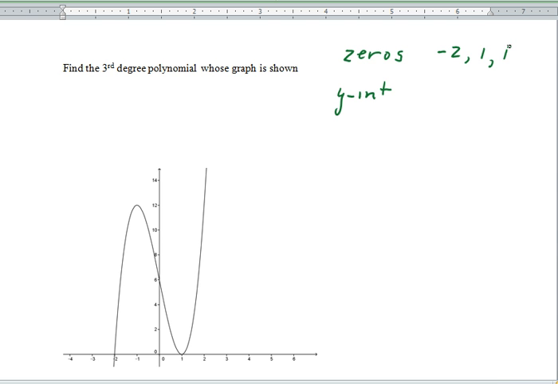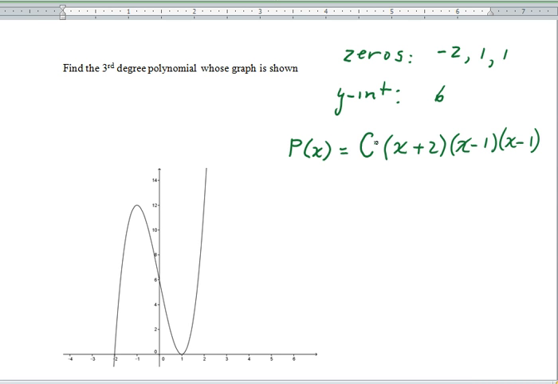The y-intercept this time is at 0, 6. So it crosses the y-axis at 6. So as we're building our polynomial, we know that it's going to have a factor of x minus a negative 2, which is going to be x plus 2, and two factors of x minus 1. And that there's going to be possibly some other constant in the product.